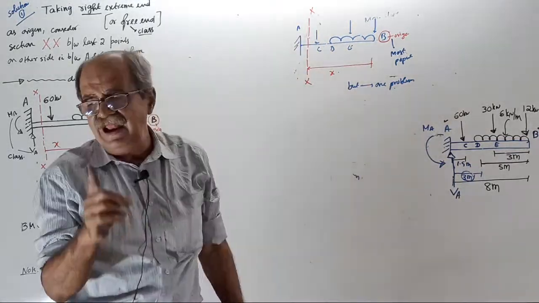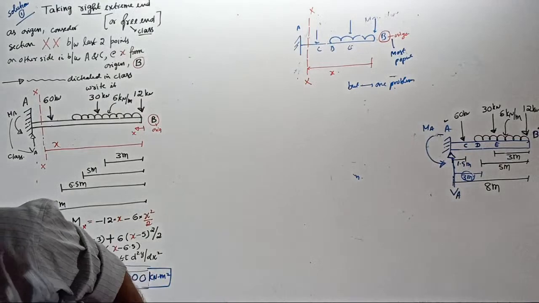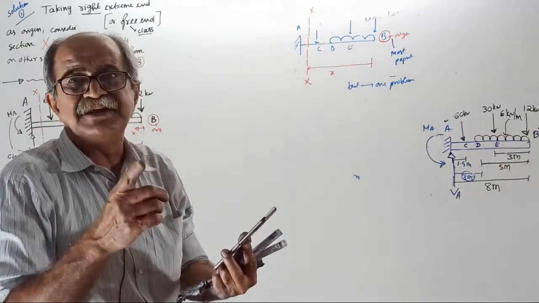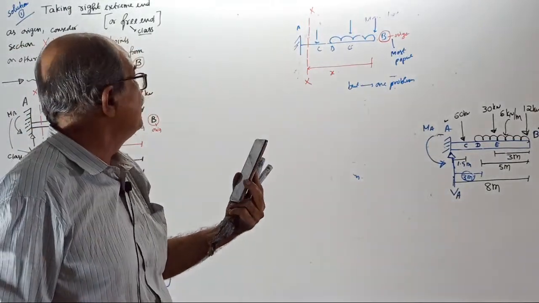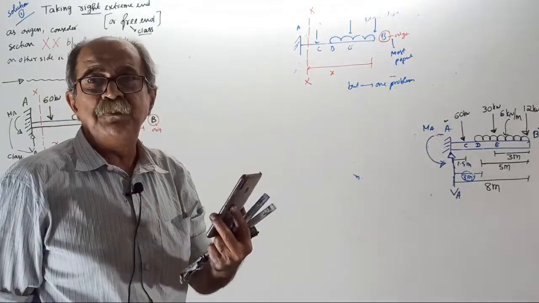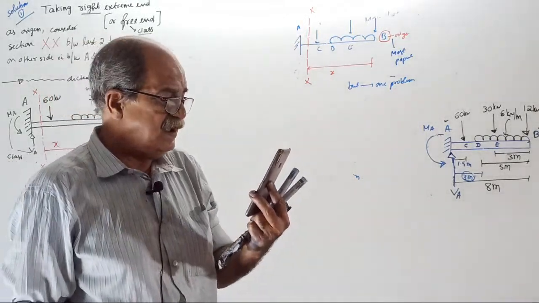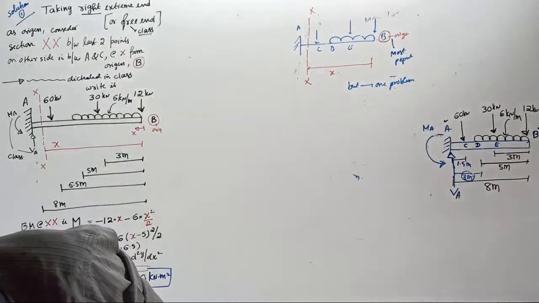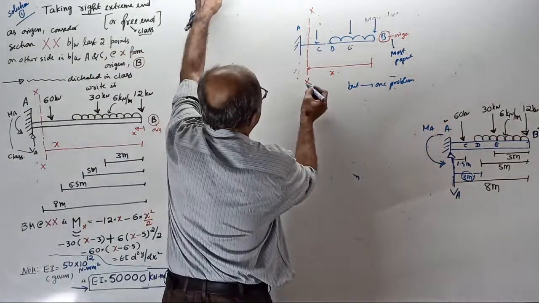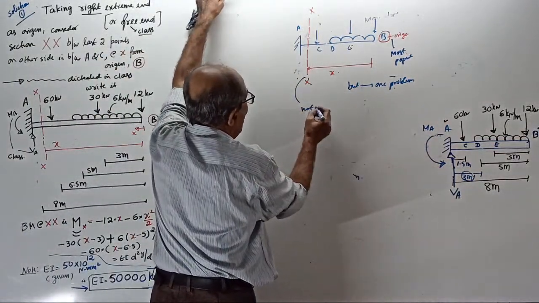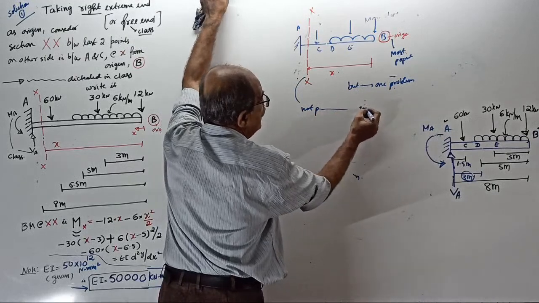Okay, but there is one problem. There is one condition that is not satisfied. What is that? One important requirement is not satisfied. The section is not passing through the UDL. Right here, this XX is not passing through the UDL.